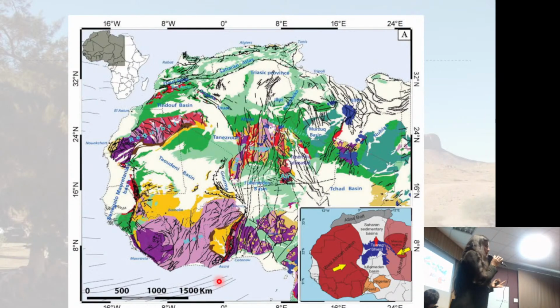Okay, so the Hoggar, the mountains, are part of the Trans-Saharan belt. And so the Trans-Saharan belt is this big, okay? In the west, you have the West African Craton, yes. And in the east, you have the Saharan Craton. So the Hoggar Mountains are caught up between these two cratons.